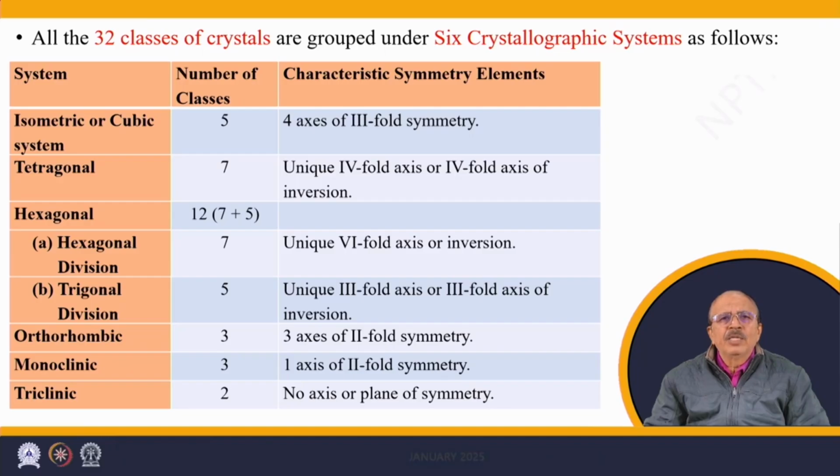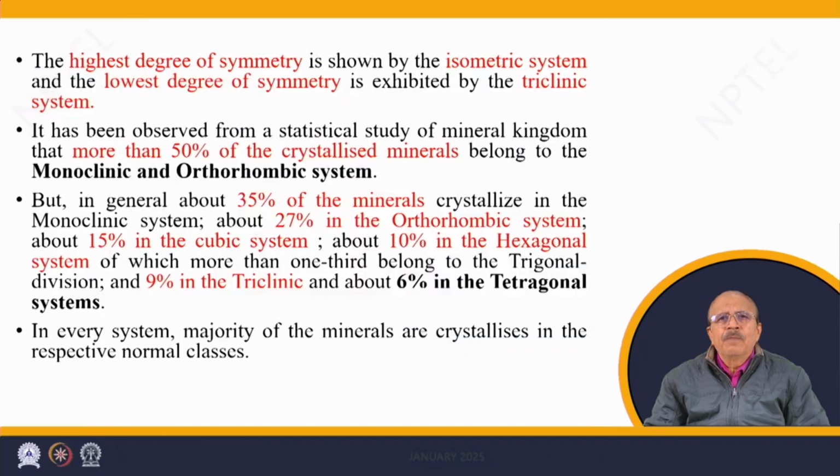Next is the orthorhombic system. In this, you can see the number of classes is 3, with 3 axes of twofold symmetry. Then the monoclinic system, the number of classes is 3, 1 axis of twofold symmetry, and triclinic, the number of classes is 2, no axis or plane of symmetry. This is the information related to the number of classes in the different crystallographic systems.